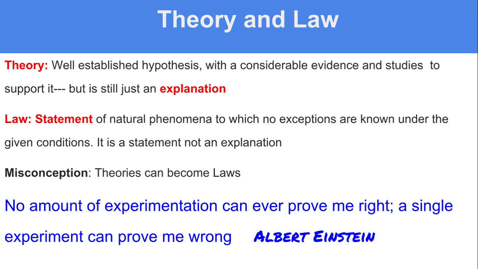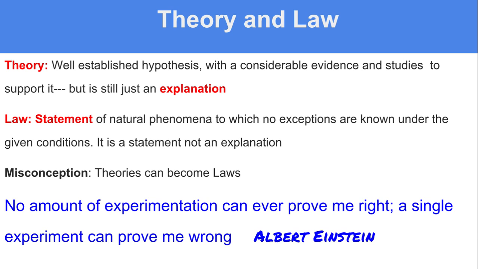Before we go on with the investigation, I want to talk a little bit and refresh what theory is and what law is. A theory is a well-established hypothesis with considerable evidence and studies to support it. But it's still just an explanation. And according to this, the theory of evolution, which we're used to calling just a theory, is not a mere hypothesis, since it has considerable evidence and studies to support it. So theory is an explanation.